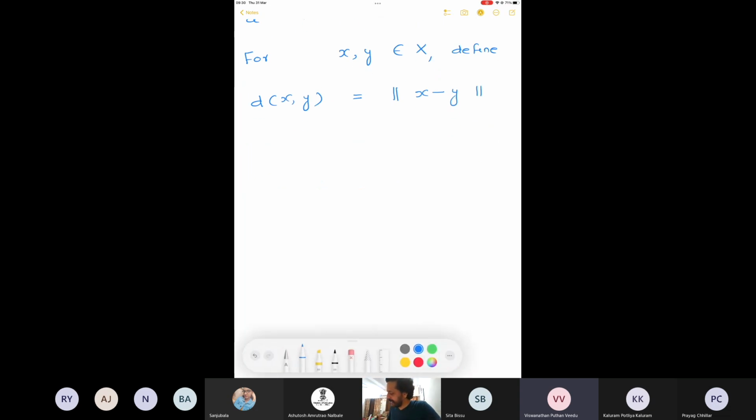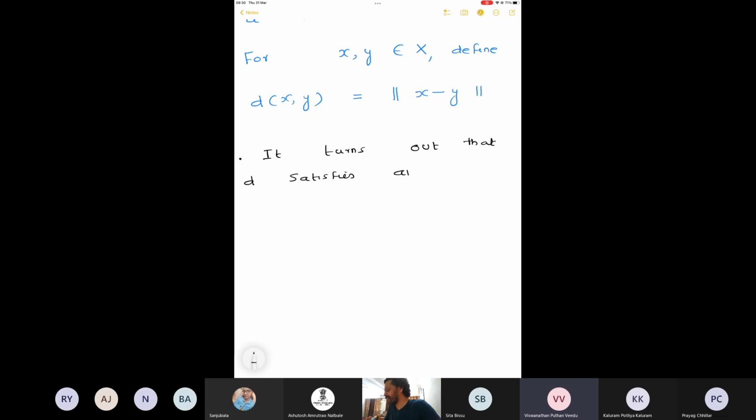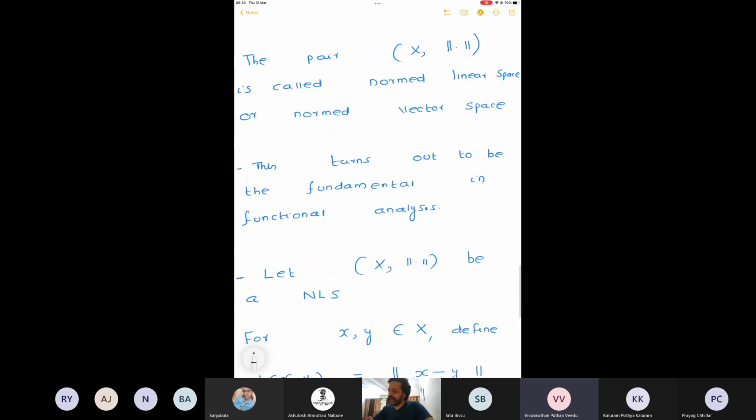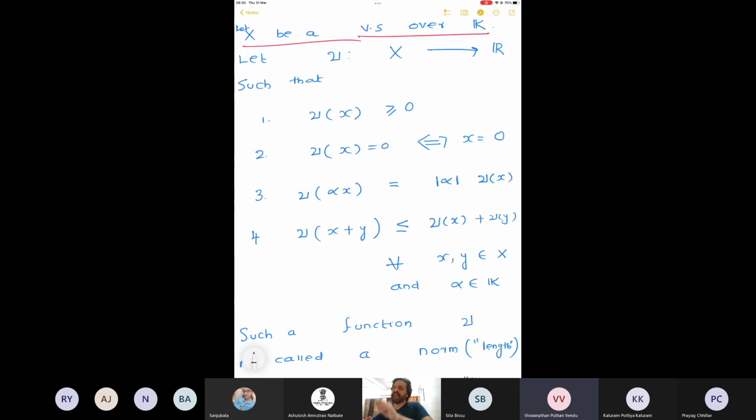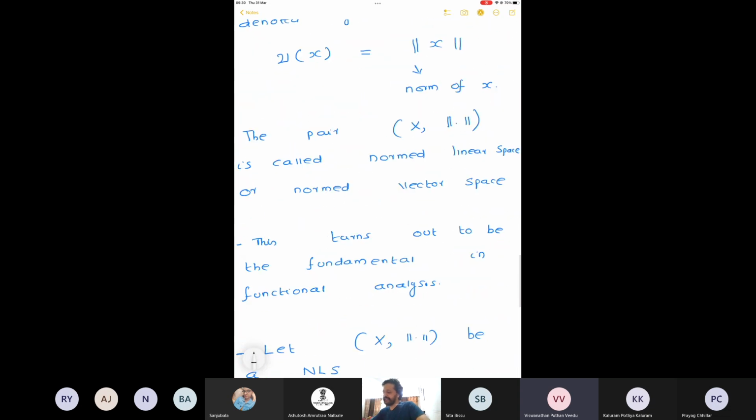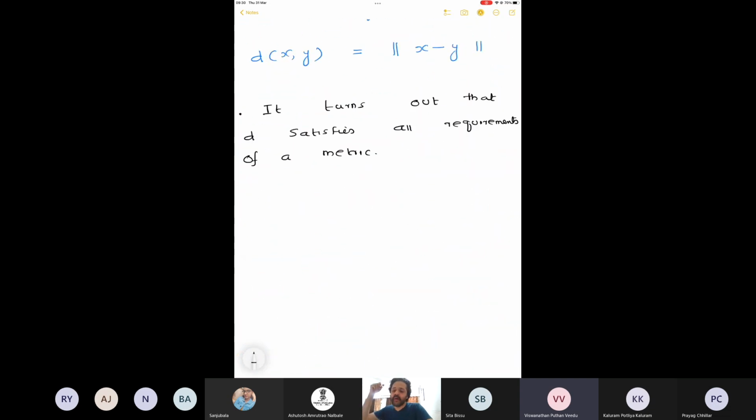It turns out that it's a good exercise. d satisfies all requirements of a metric. The properties that you have imposed on the norm will get translated to the properties that you want for a metric. For instance, d of x, y is equal to d of y, x. All these things you will get.